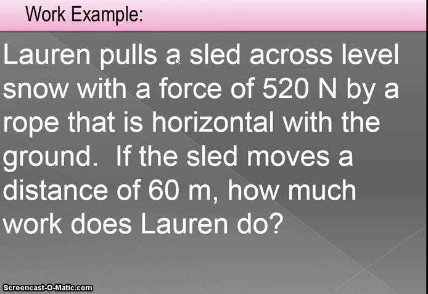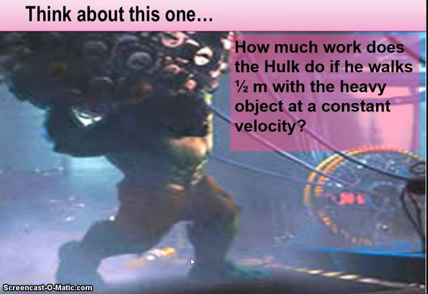Here we have Lauren. She pulls a sled across level snow with a force of 520 newtons. She pulls it horizontally and it moves 60 meters. Well, our formula tells us that to get work, we have to do force times distance. When we multiply those, we get 31,200 joules.